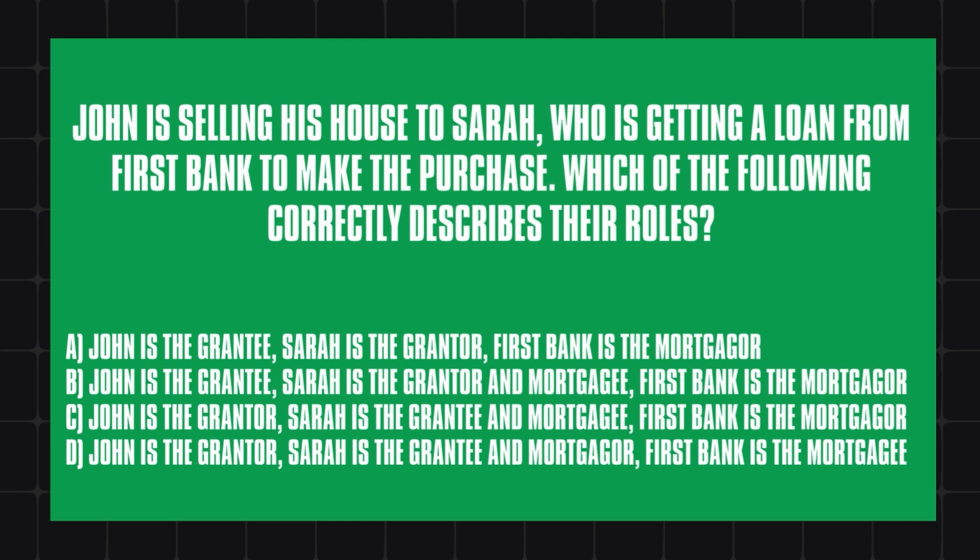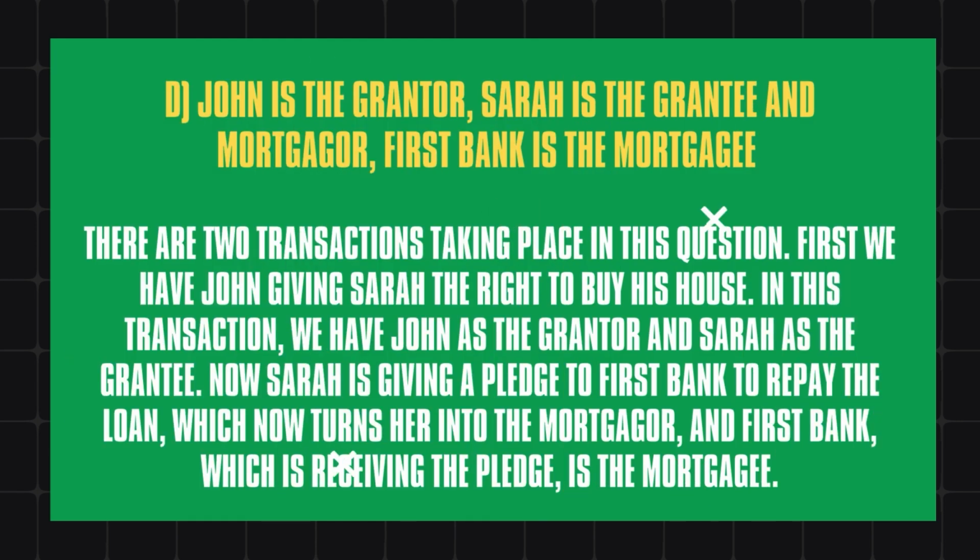And the correct answer is D. There are two transactions taking place in this question. First, we have John giving Sarah the right to buy his house. In this transaction, we have John as the grantor and Sarah as the grantee. Now, Sarah is giving a pledge to First Bank to repay the loan, which now turns her into the mortgager. And First Bank, which is receiving the pledge, is the mortgagee. Just like that, the OREE rule laid bare. Now you have the hack to conquer real estate transactions on the exam and beyond.